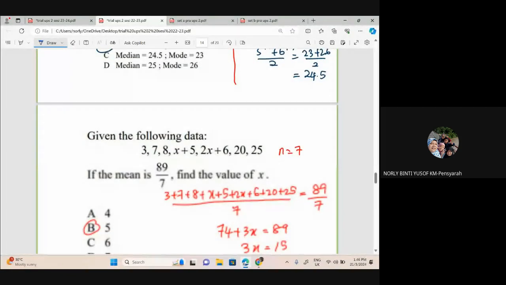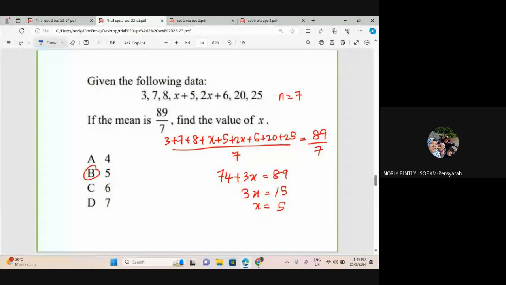Okay. Dan masuk pada next question yang melibatkan huruf data you. Dan you ada 7 data, you ada odd. Dan dia dah bagi mean. So you kira sajalah. You sum up. You divide by 7. And you equate with 89/7. That is your mean. Okay. Dan kira solving in linearly. So that you can get the value of X. So dapatlah 5.